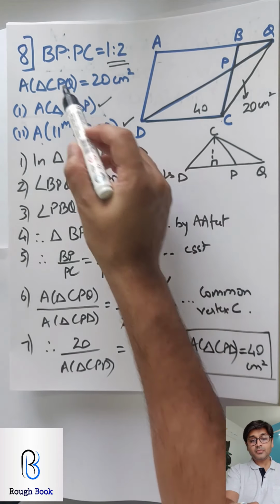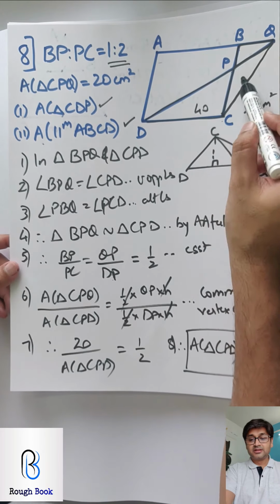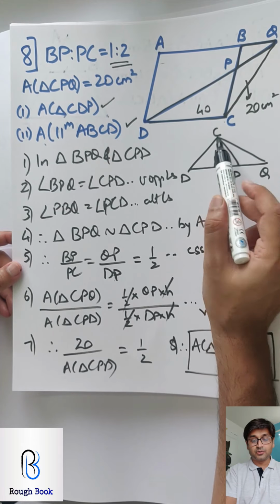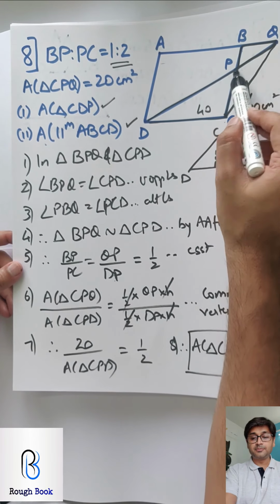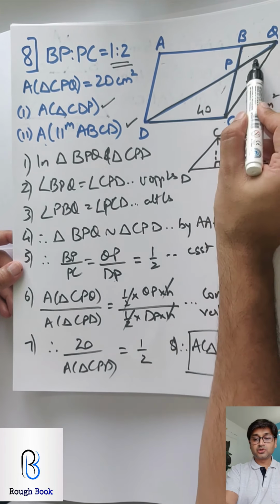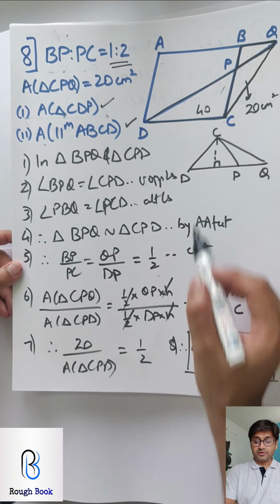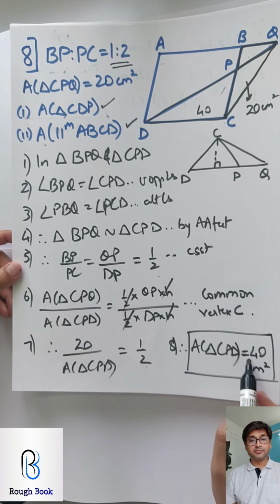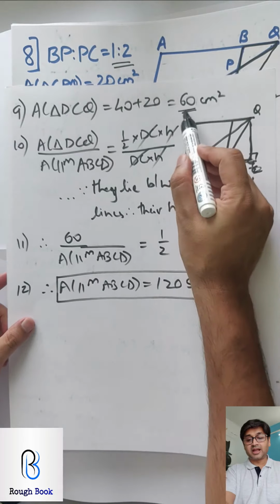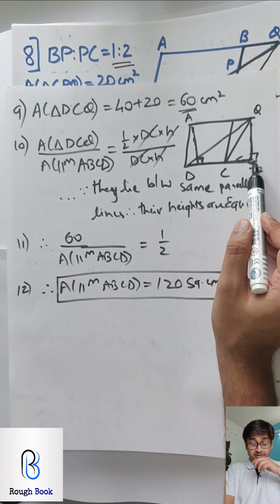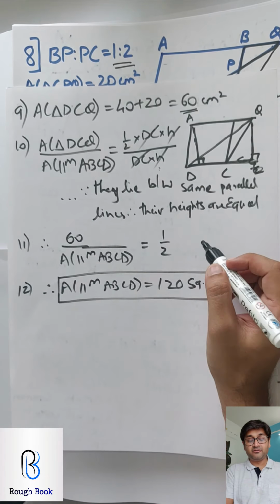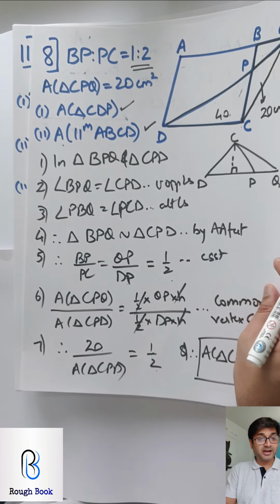Let's just do a recap. BP to PC as 1:2 was given. This is 20 and your target was to find CDP. So we immediately pointed out that their heights are equal, so you need DP and PQ. To get these two, we took these opposite triangles first and proved them similar by CSST, so you got QP and DP as half. Then common vertex, half value, and you get CPD as 40. Once this was 40, full triangle is 60. So now what did we do is, we took the full triangle as 60 and we used the parallel line theorem, wherein if anything is drawn between parallel lines, heights are equal. We used that and we got the area of parallelogram as 120. Did you manage it?